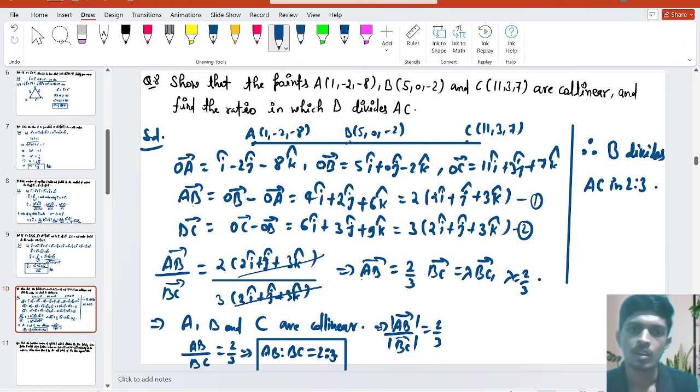And we needed to show that A, B and C are collinear. Two vectors are collinear if vector A equals lambda times vector B. Taking the vectors AB and BC, we need to show that vector AB equals lambda times vector BC. So we say that points A, B and C are collinear. I hope it is clear to you. So this is our final answer.